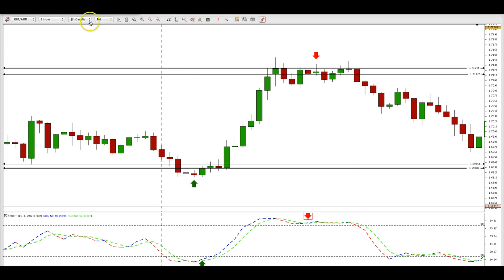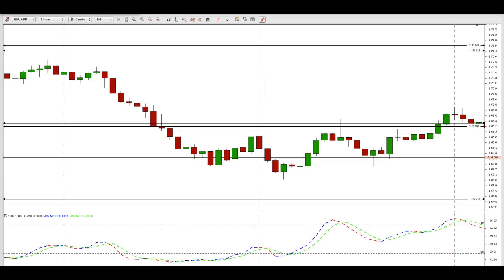Let's look at some more trade setups. Here again, same pair, pound Australian dollar. How do we qualify a trade? Remember, number one, stochastics indicator needs to be oversold or overbought. In this case, it's oversold. We have 1, 2, 3 red candles followed by a color change candle.